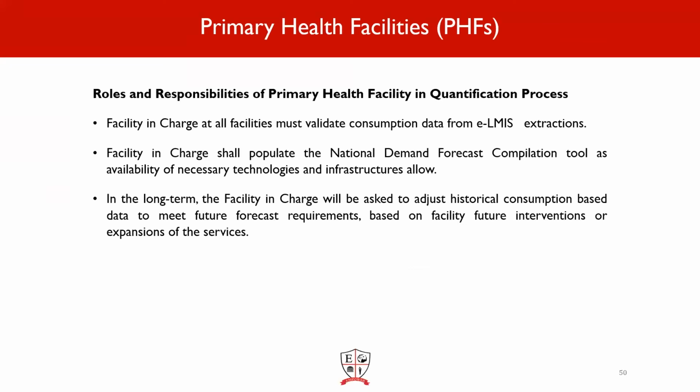So as I've said earlier, each level has a role to play. Starting with the primary health facility, the primary health facility has to extract the data from the ELMIS, and later they will validate those data before they populate them into the demand forecasting compilation tool. In the long run, they will also be asked to adjust the data based on the forecast requirement, as well as the interventions, or if they have any expansion or deficits, they will be asked to adjust their forecast as per needs. Next.